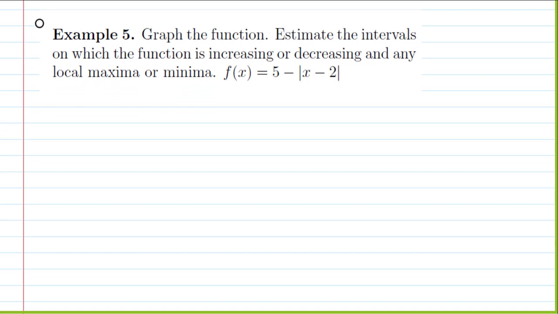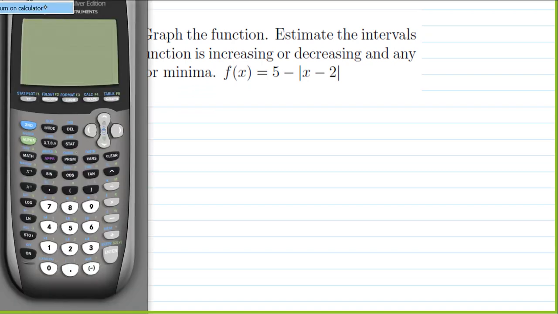So let's go ahead and grab our graphing device. So we go to our y equals, and we need to put in this function. So we have 5 minus, and to get our absolute values, we press alpha window, and we take our very first choice, which is ABS for absolute value, and then we have x minus 2. We press graph, and we get something that looks like this.